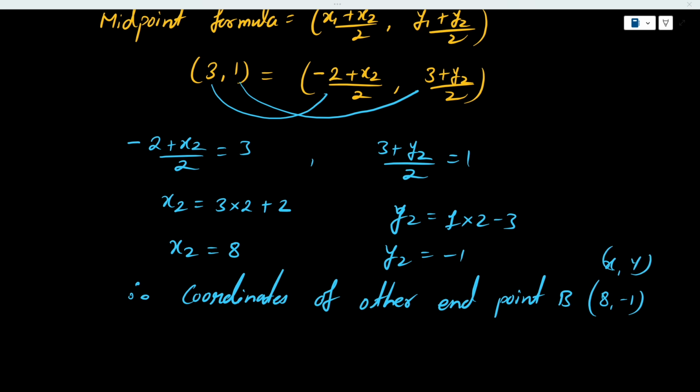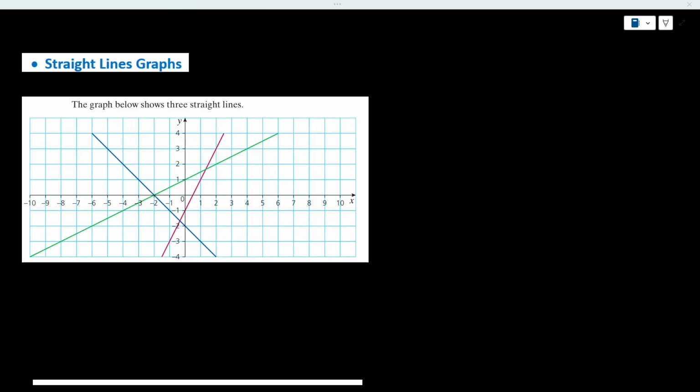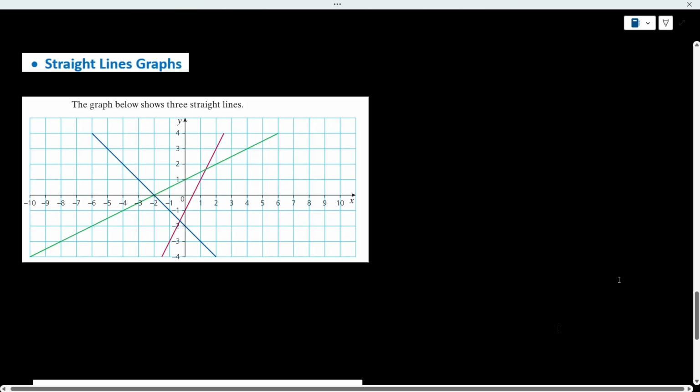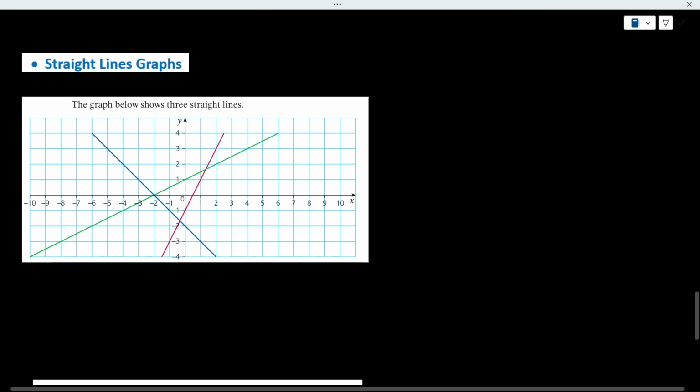Then after that you will learn about straight lines. After that we will see the straight line graphs. Now you know that you always get a straight line whenever you join two points, a unique straight line. So here if you see, there are three straight lines. One is green in color, one is red, and one is navy blue. So if I label these, I can say line L, line M and line N, correct?